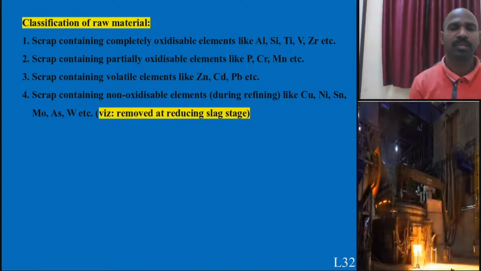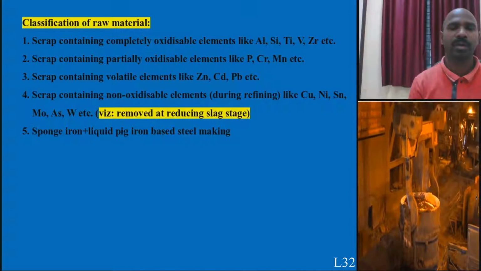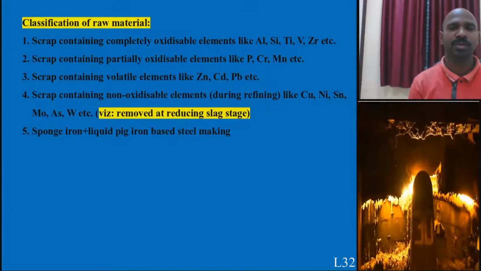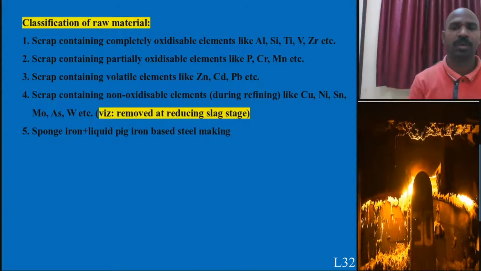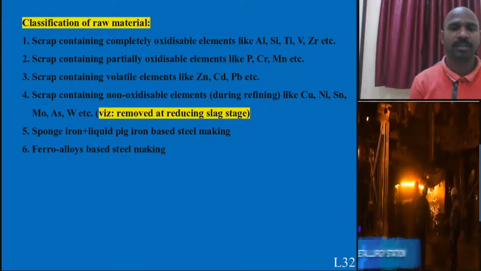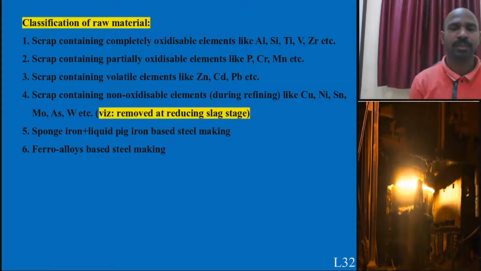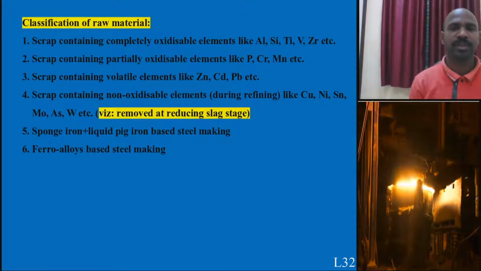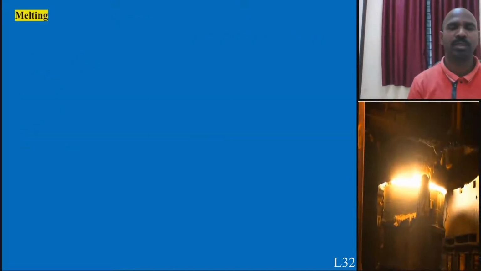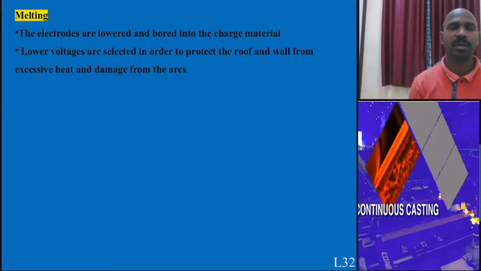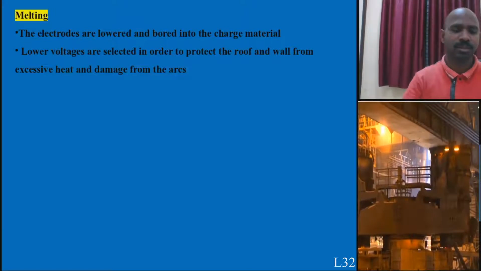Mainly the sulfur will be reduced to some extent, and there is another steel making process within the electric arc furnace, which was practiced: sponge iron combined with liquid pig iron, or only sponge iron based steel making, or ferroalloy based steel making. You will use ferrochrome, ferromanganese alloys, and you produce the steel, and those are the advantages.